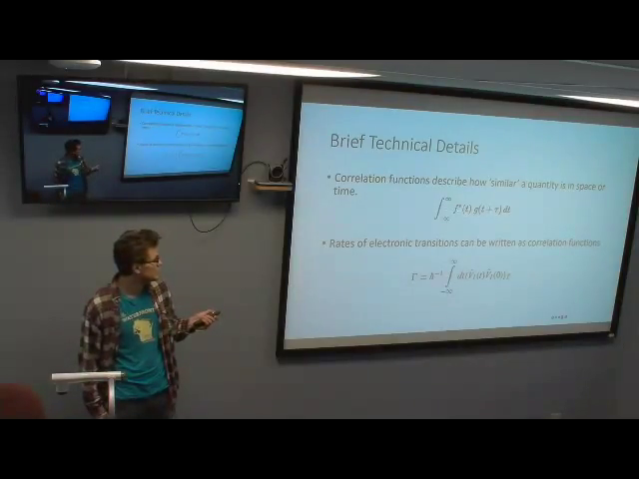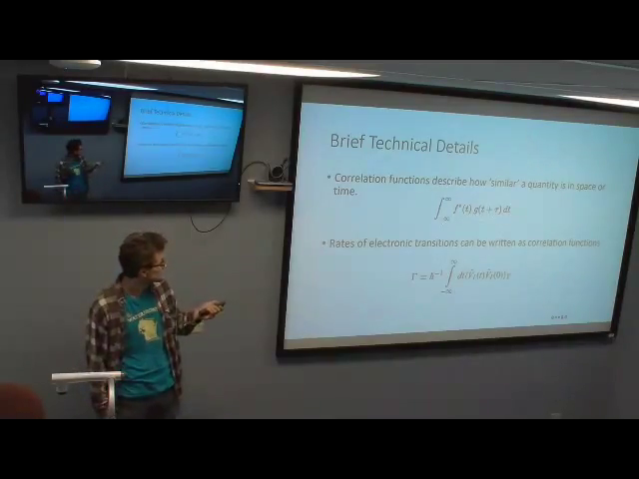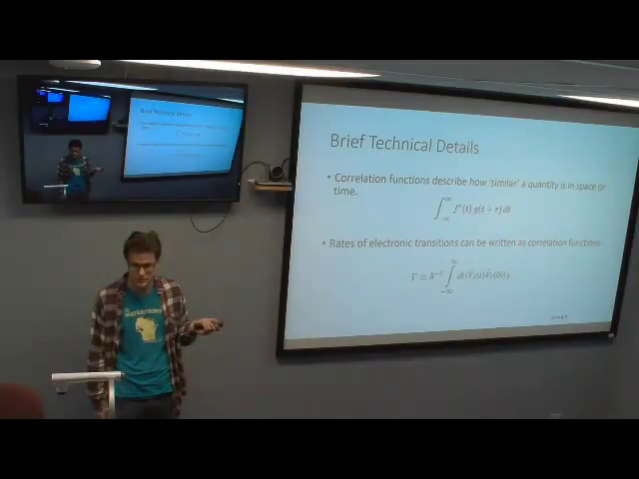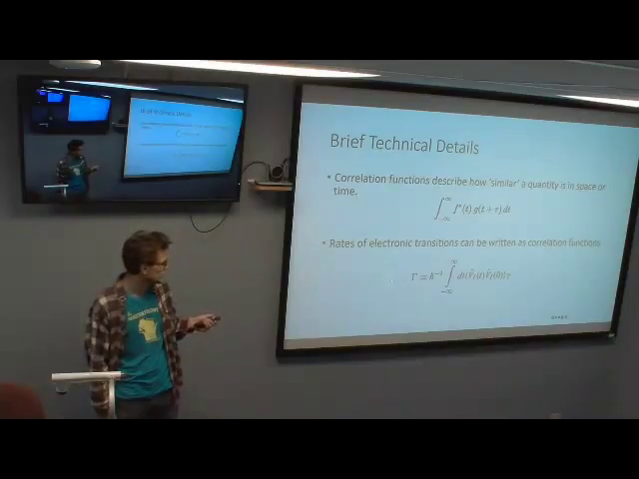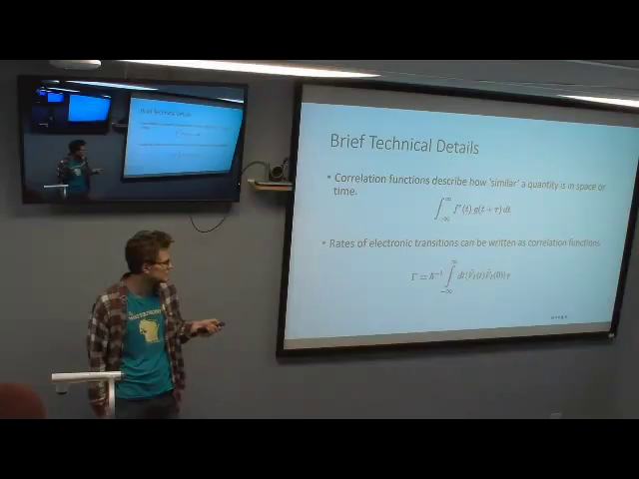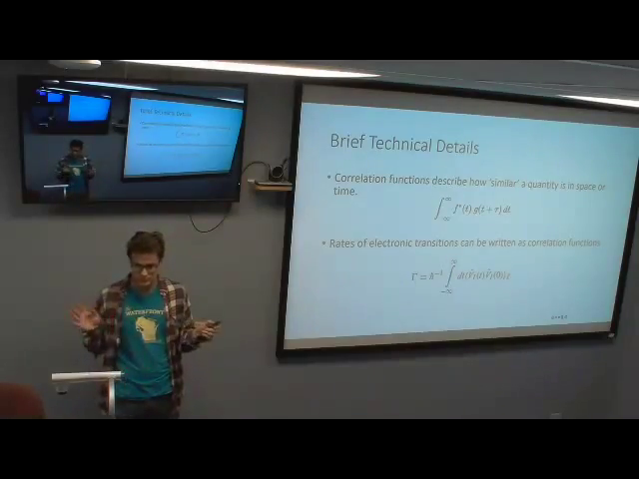And they don't have to be different. These can be f and f, and that would be an autocorrelation function. That's usually what we do. The big deal is we use autocorrelation functions because you can use correlation functions to determine rates of electronic transitions. So this is a rate, and this here is a fancy way of writing the autocorrelation. If you go through a textbook, all this contains information from Fermi's golden rule. So it's just another way to write Fermi's golden rule.